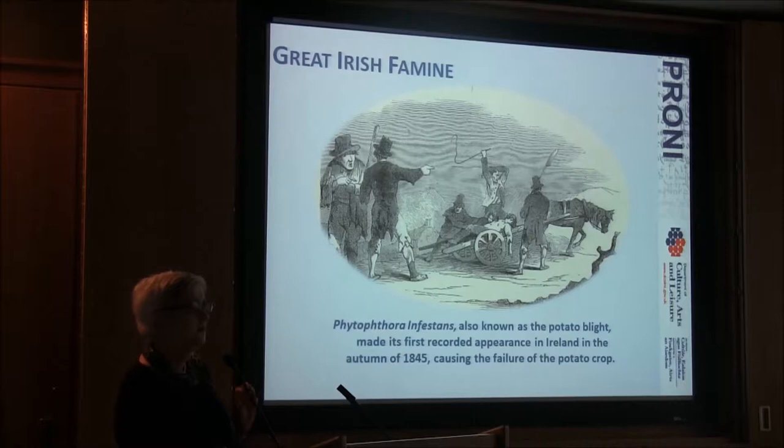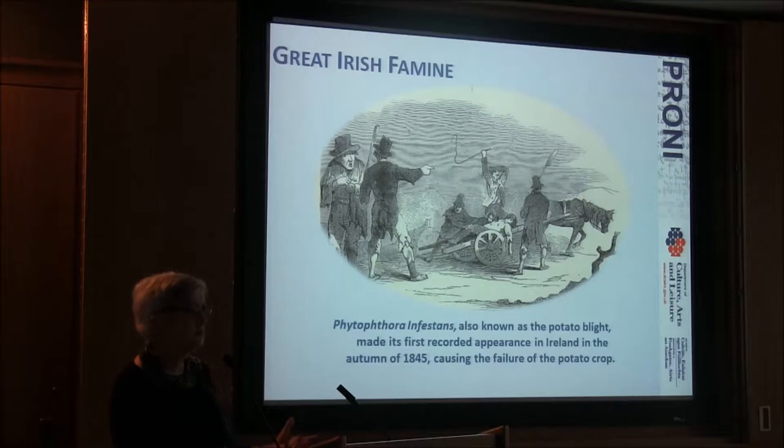The next year, though, there were fewer seed potatoes to plant, which led to '47. When it hit again, '47 was a complete failure, practically no potatoes at all. And in '48, they recovered a bit. One of the reasons for this being so bad was because it was several years in a row. It wasn't just a one-off, which people had been used to before.